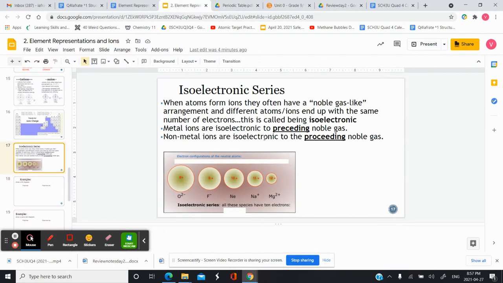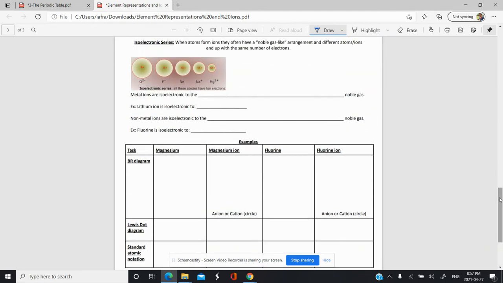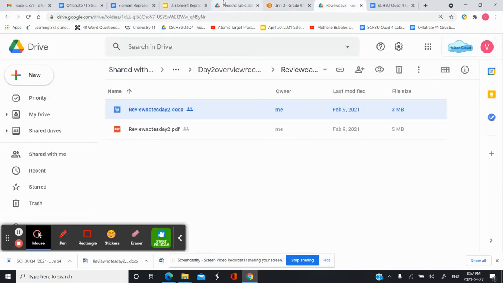So we say that nonmetal ions are isoelectronic to the proceeding noble gas. So let's go fill that out, proceeding noble gas. So to the proceeding, that means the noble gas that comes after them. Noble gas. So the fluorine ion is isoelectronic to the noble gas that comes right after it. So let's go take a look over here.